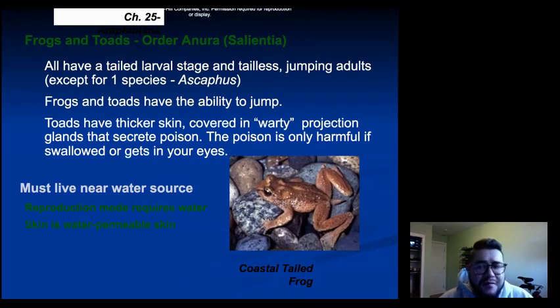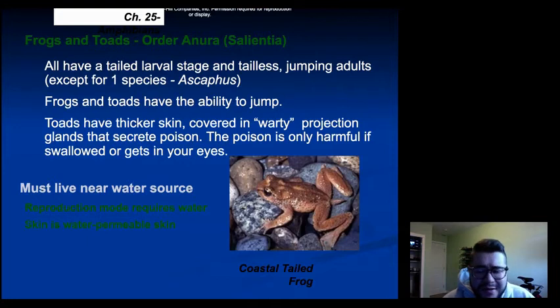So that was all of our salamanders and newts. Let's move on to our frogs and toads, which is order Anura. So order Anura has tailed larval stages and a tailless jumping adult stage. Frogs and toads, one of their main traits that is unique to them is the ability to jump. If you've ever held a frog or manipulated a frog, their main defense is to jump away from things. Toads have thicker skin and are covered by more warty projections than frogs.